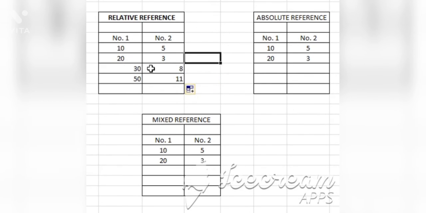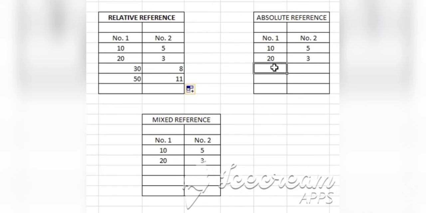So it is D7 plus D8, and here it is D8 plus D9. So no dollar sign is used, and the row and column can change in relative reference.